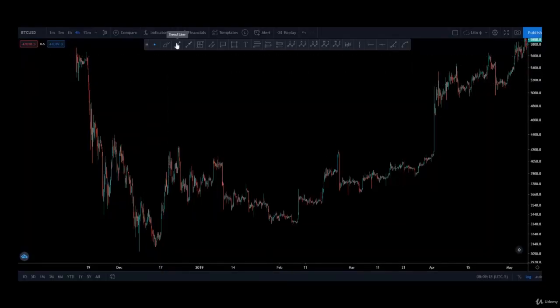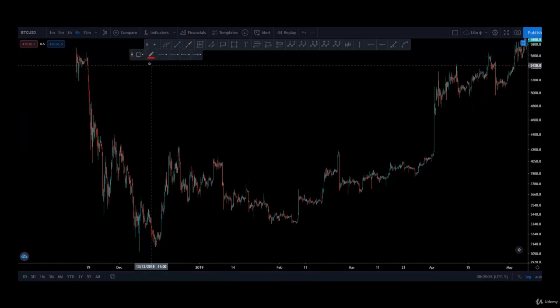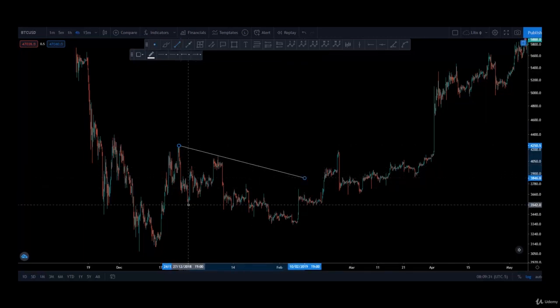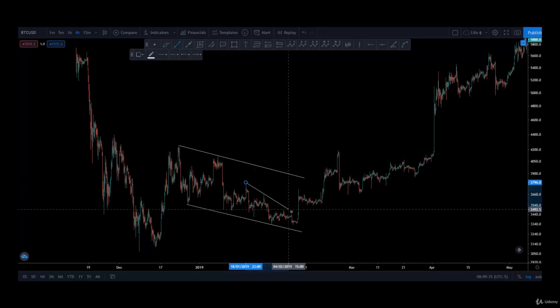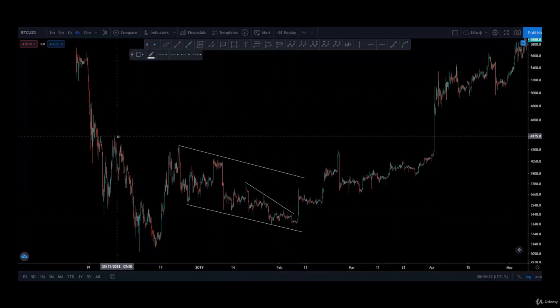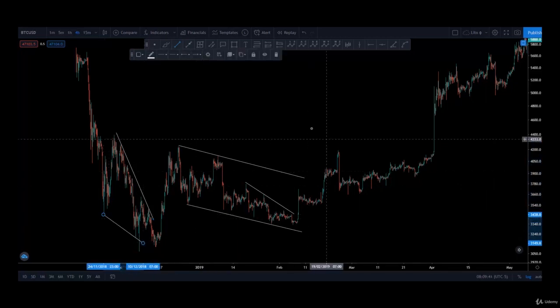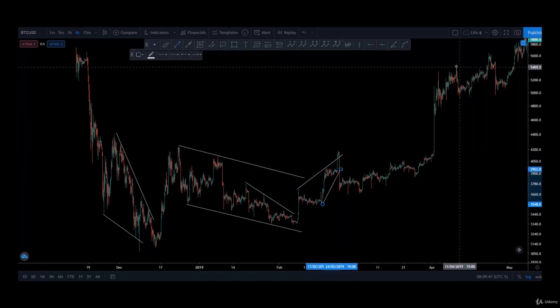Okay, so let me explain how you use the trend line that you have here in TradingView. You can find it here and save it here in your favorites. The first thing that you need to do is trace the tops, trace the bottoms, and you can start to see shapes. And as you can see, I keep painting patterns until I can see them really clear. That's how we do it.